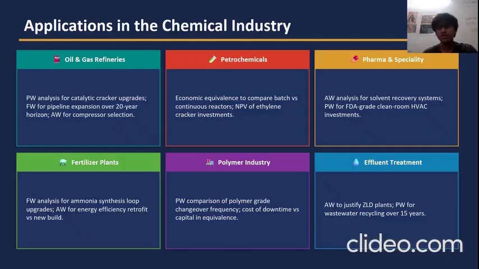In the polymer industries, engineers use present worth to analyze the trade-off between downtime and capital investment, especially during product changeovers. And finally, going to the effluent treatment or environmental applications such as zero liquid discharge, annual worth and present worth are used to justify the high cost of compliance and sustainability. So overall, these economic tools are not just theoretical concepts; they're widely used in real industrial decision making across all areas of chemical engineering.